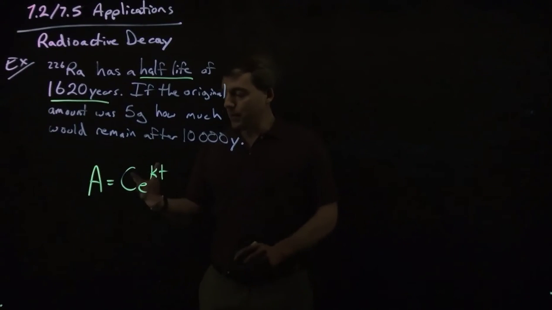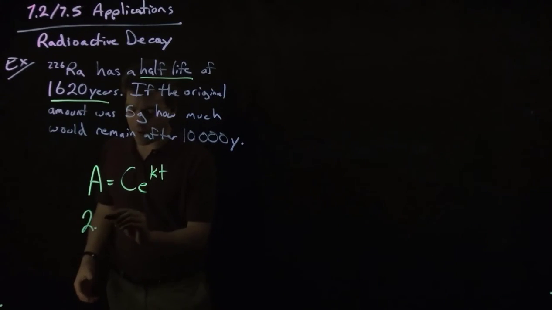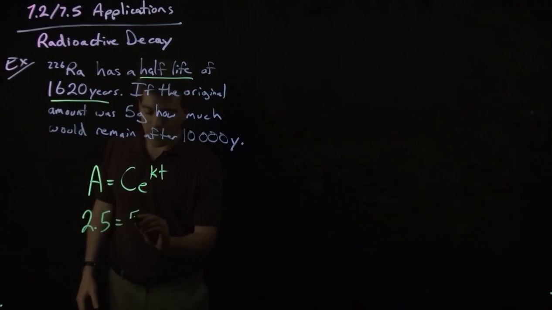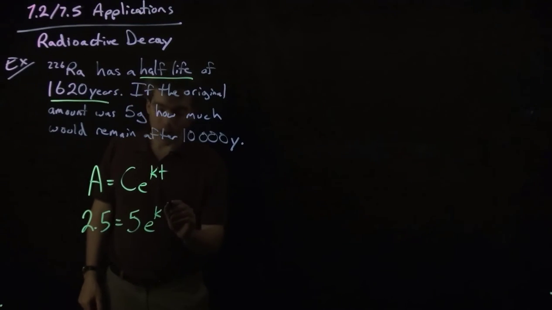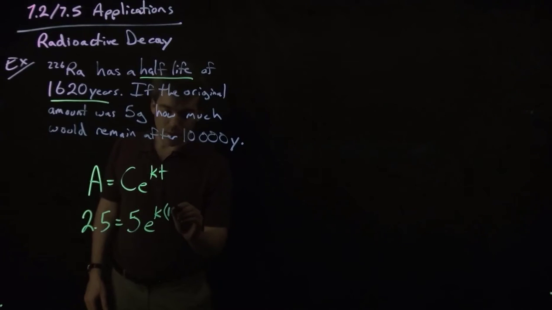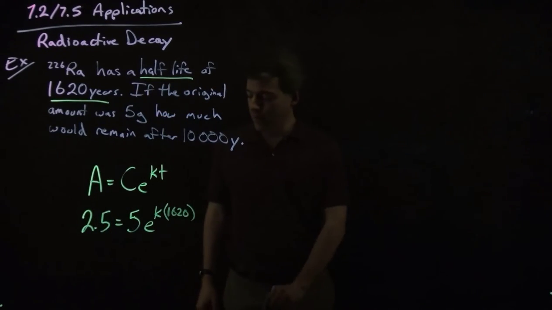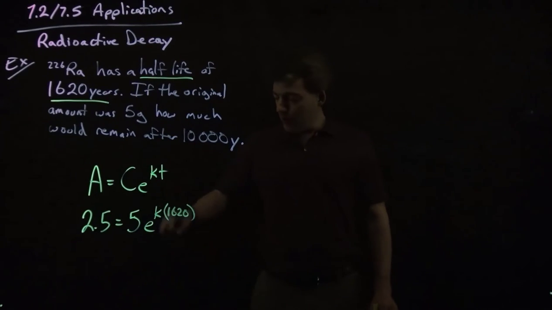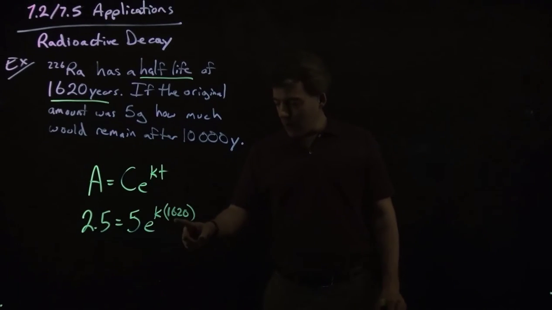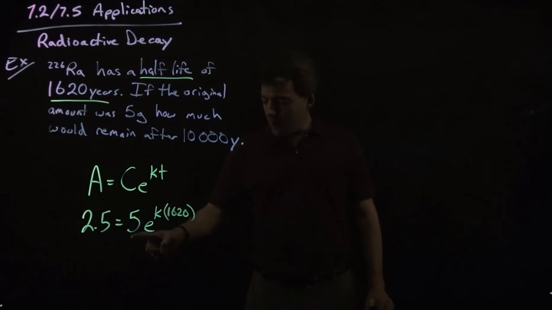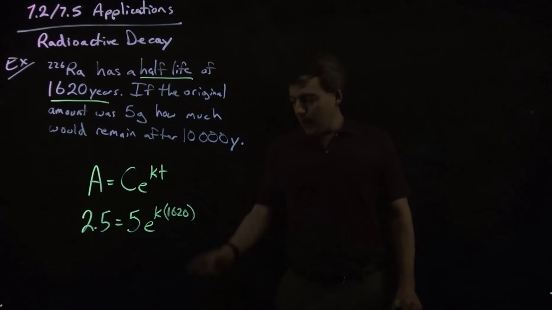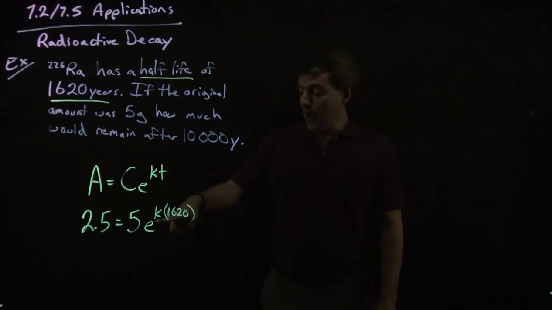So let's set that up. We have 2.5 grams equals 5 grams, e to the k, which we don't know, times the time here, 1,620 years. All right, so this is true. So if we wait this long, this 5 grams will turn into 2.5 grams. All right, now we can solve for this k.